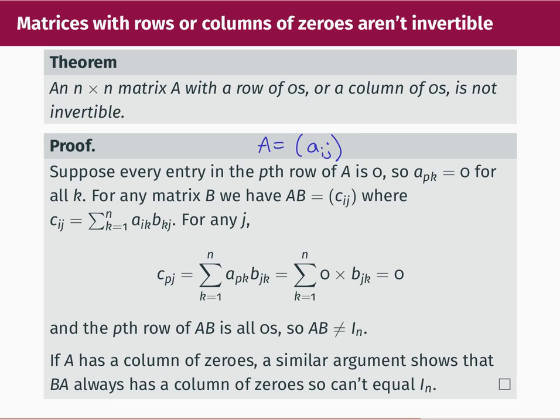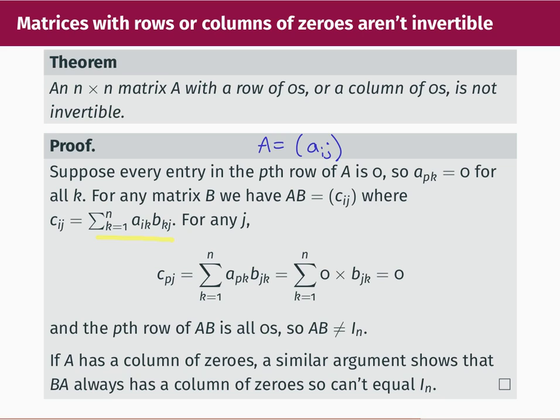So let's investigate the product A times B. We know what its entries look like. In fact, we have an expression for them. The ij entry of A times B is equal to Cij, where Cij is the sum from k equals 1 to n of Aik times Bkj. So let's examine the pth row of A times B.